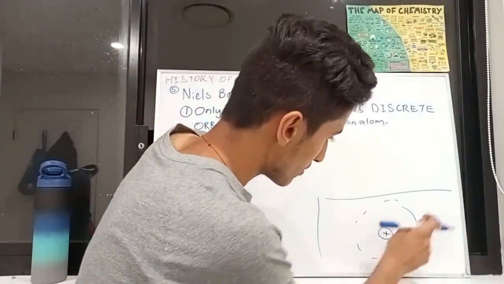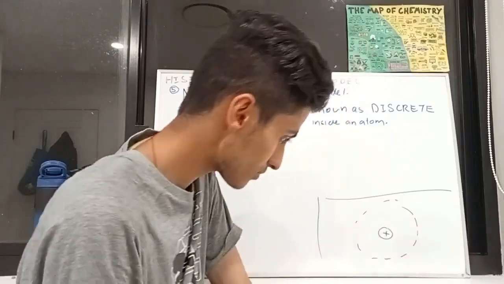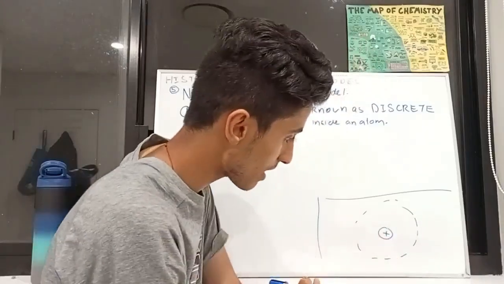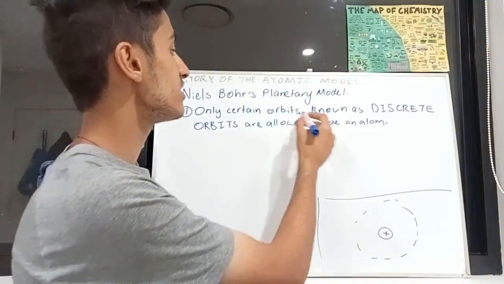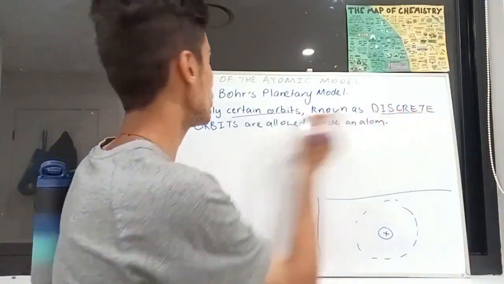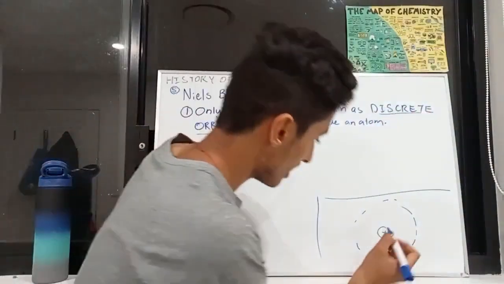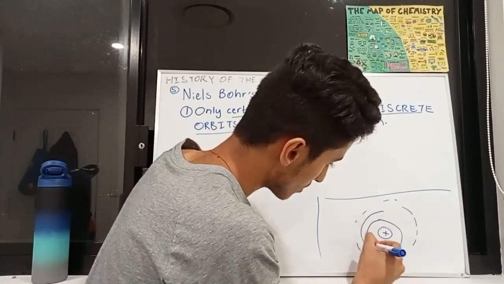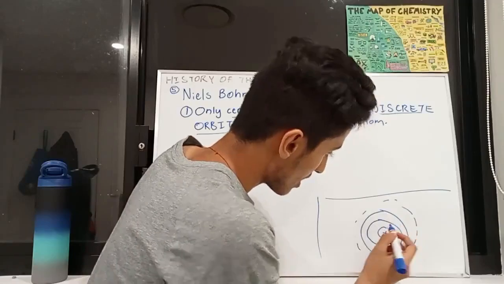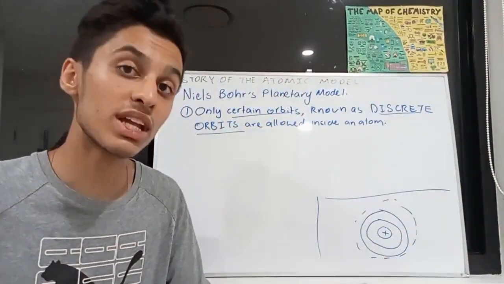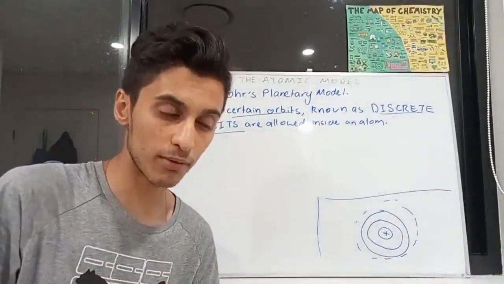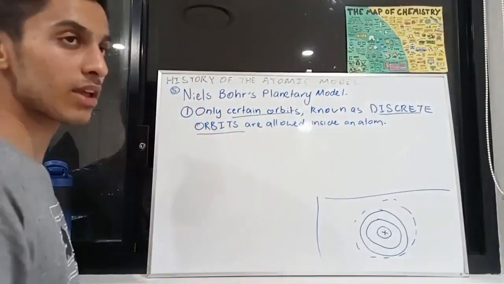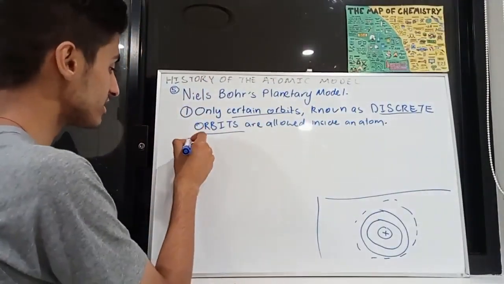So this is my positively charged ball, and it says only certain orbits, known as discrete orbits, are allowed inside an atom. So let's create some discrete orbits. There we go. Only these orbits are allowed inside an atom for the electron. Okay, so we know that. Now let's look at the second postulate.